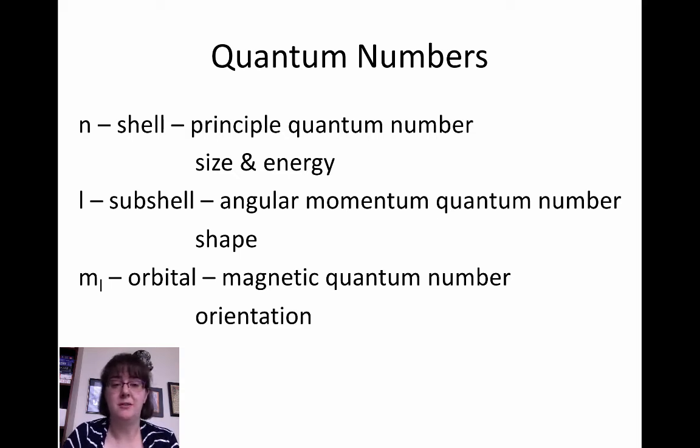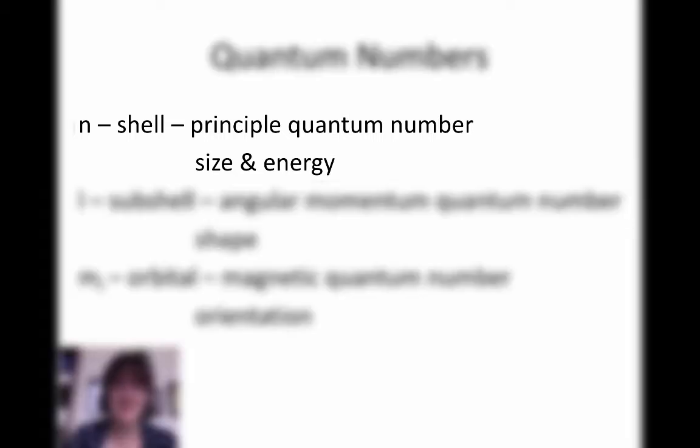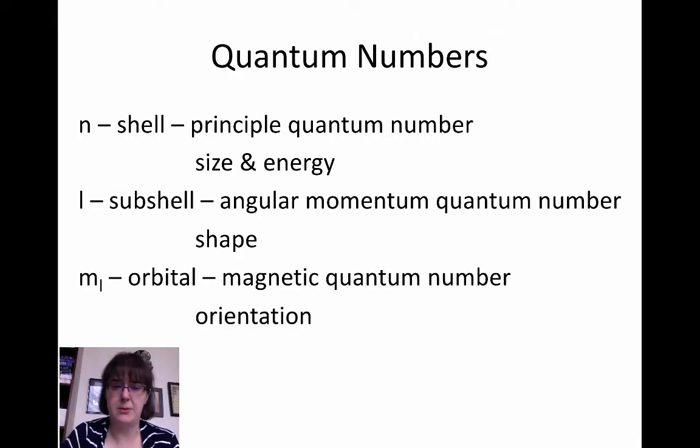So there are a total of 4 quantum numbers. There are videos for N, which we can also refer to as a shell. It gives you the principal quantum number, size, and energy. That's what that relates to.